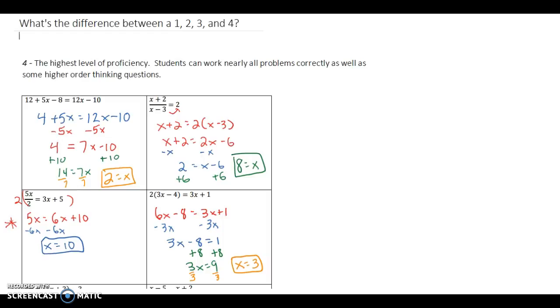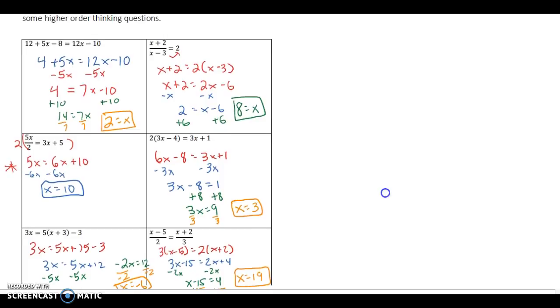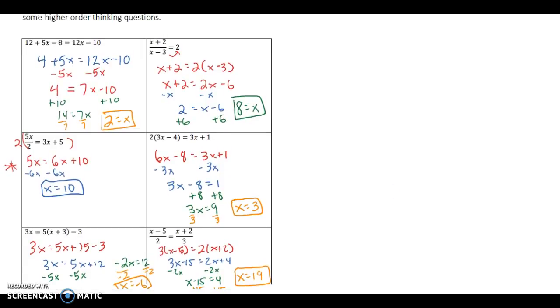So as an example, I'm going to show you 4 different solutions for linear equations. So we have 4 different sample works and I'll show you what a 4 versus a 3 versus a 2 and a 1 is. On these problems right here, we have 6 linear equations. This particular student got 5 out of the 6 correct. The one that is starred was incorrect.